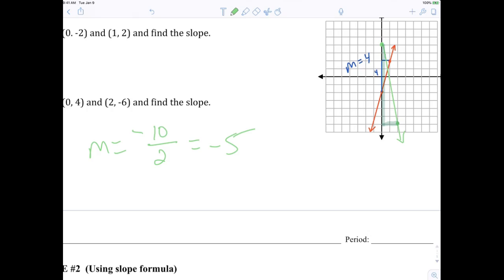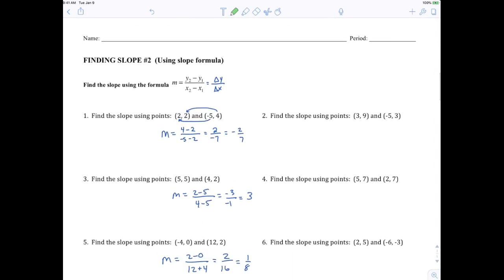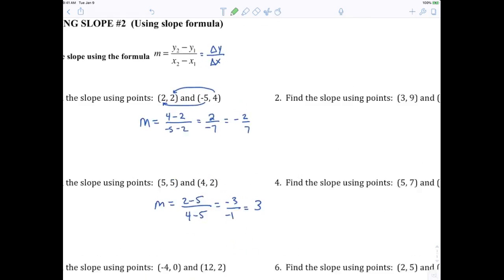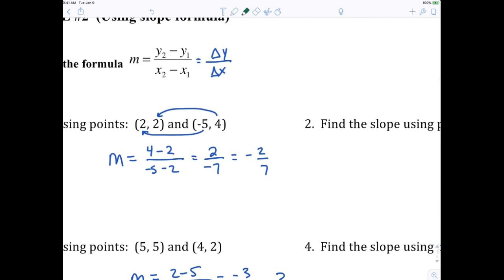All right, anybody else? All right, let's go to the next page. Now I need you guys. Formula time. This is all it is. If you're given 2 points, you really don't need to graph it if you know the formula. And the formula is y2 minus y1 over x2 minus x1. That's what the formula is.